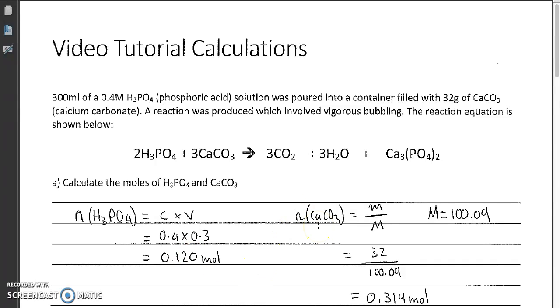Now I'm going to calculate my moles of calcium carbonate. In order to do this, I'm going to use the moles equals the mass over the molar mass formula, and I also need the molar mass for calcium carbonate. I've calculated that as 100.09 grams per mole. I've forgotten the units here. And then I'm going to divide my mass, which is given in my question, 32 grams, by the molar mass. I do that and I obtain the value of 0.319 moles.